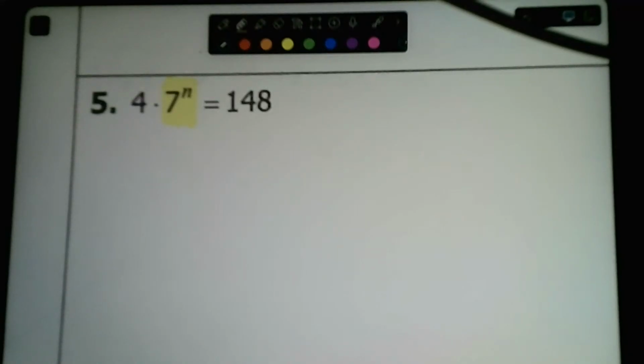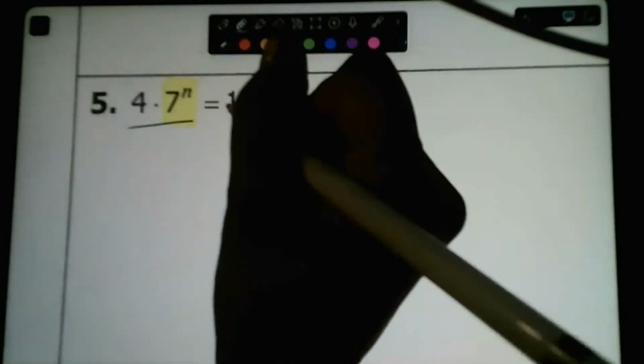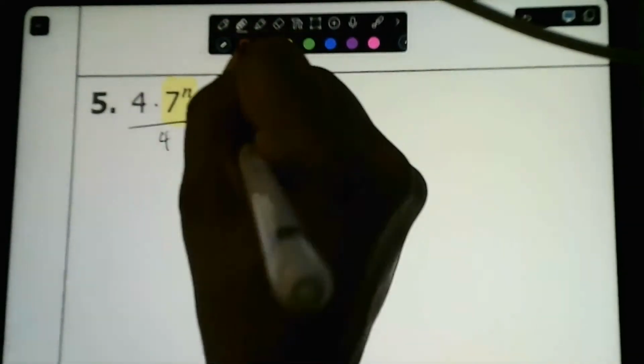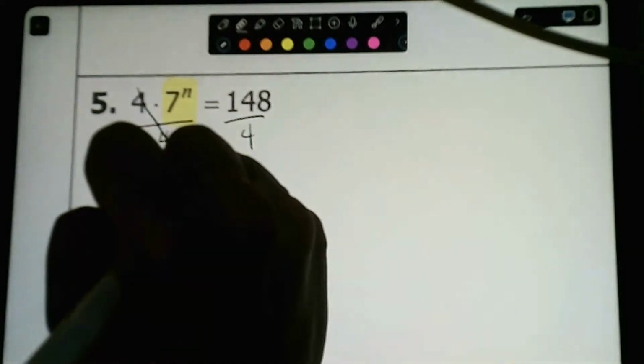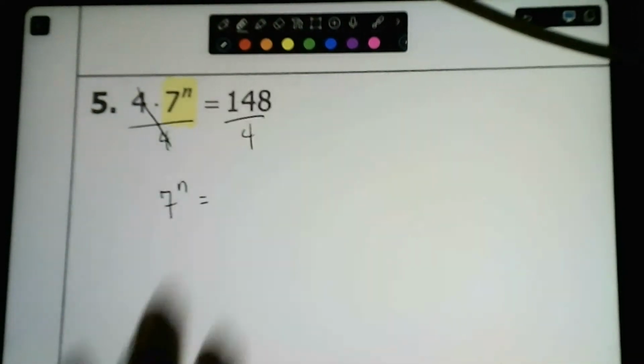I highlighted the thing that is the exponential, the thing that has the variable in the exponent. Is it alone, or is there stuff happening to it? Okay, what's happening to it? It's being multiplied by 4. How do I undo multiply by 4? Divide by? Beautiful. So doing that to both sides, I get 7^n equals whatever that is.